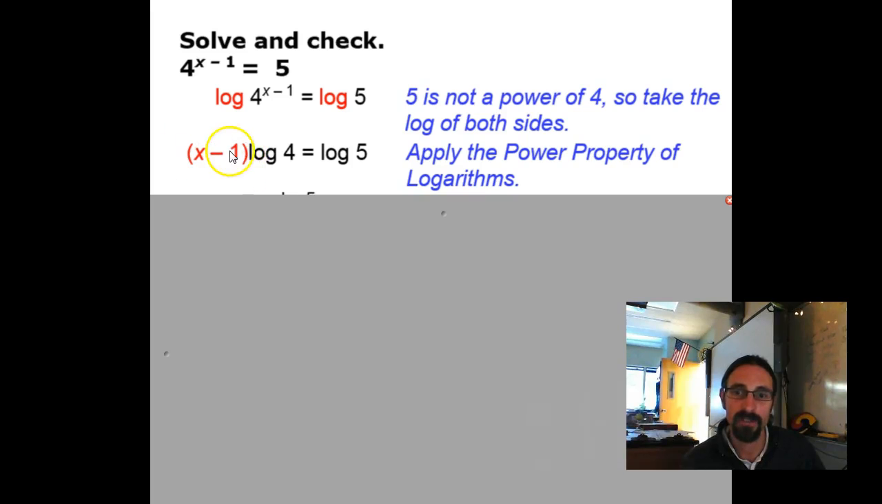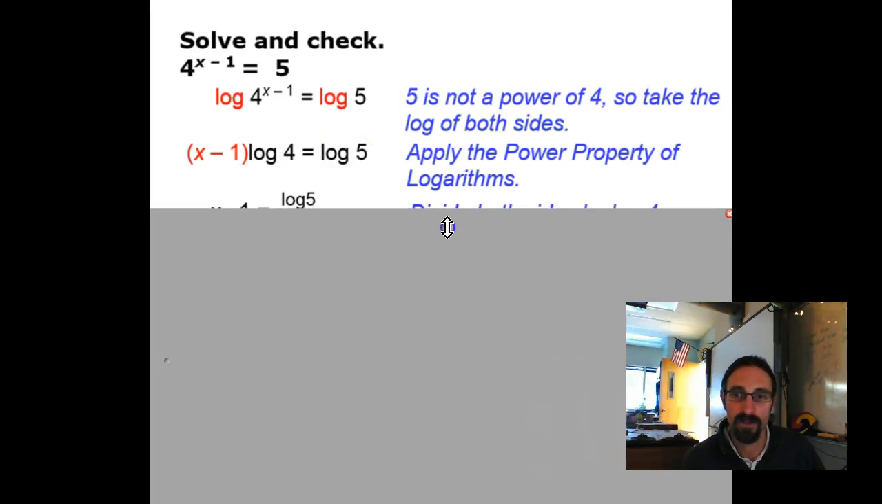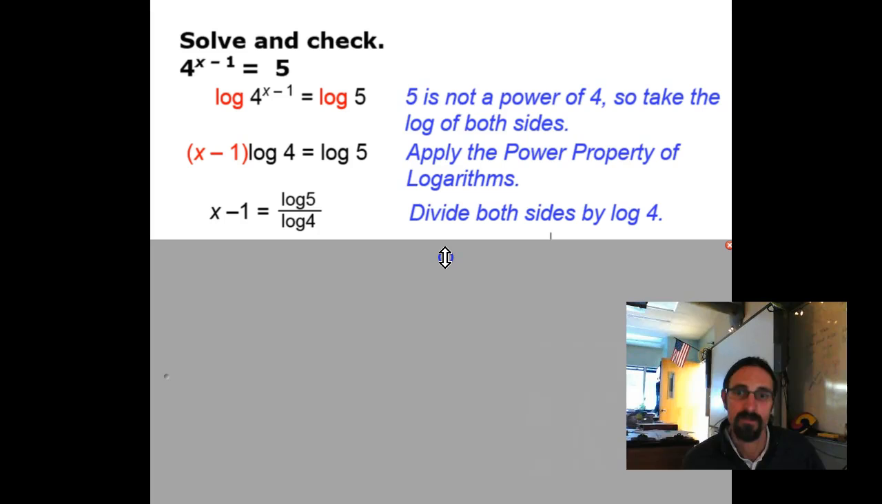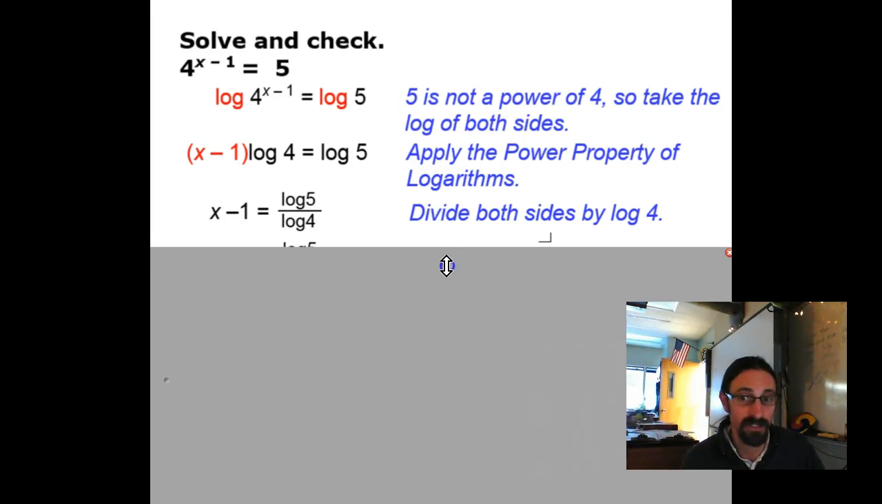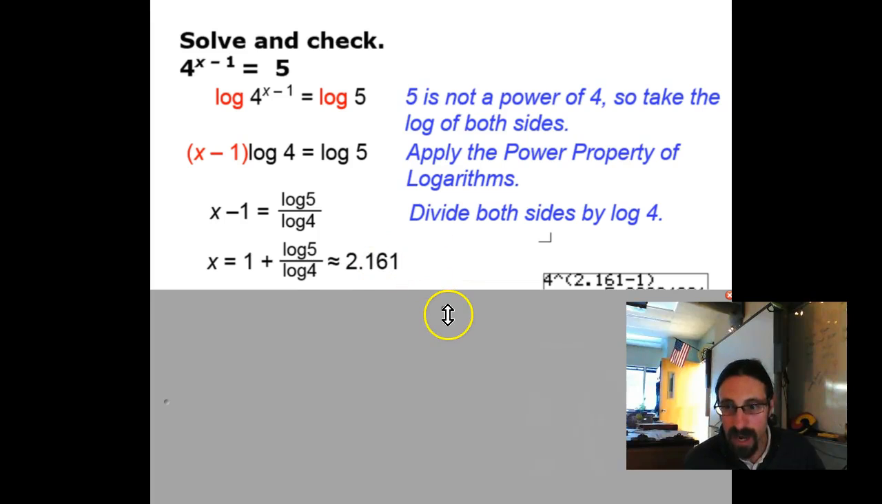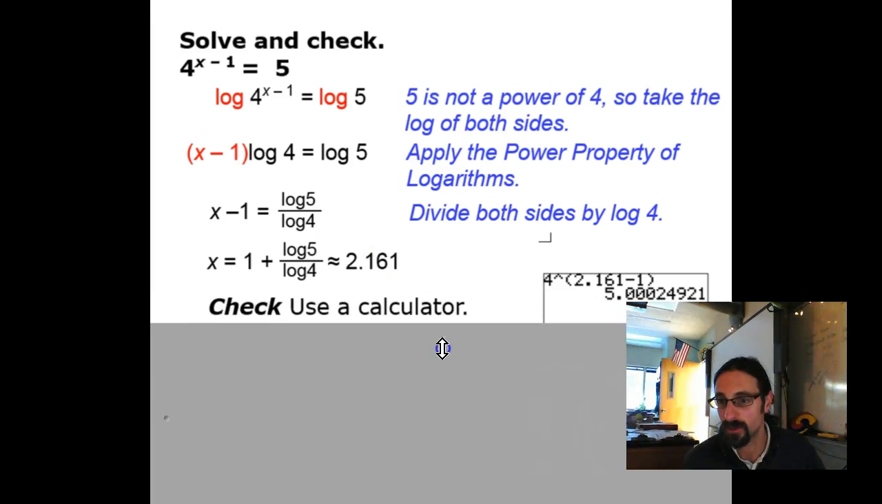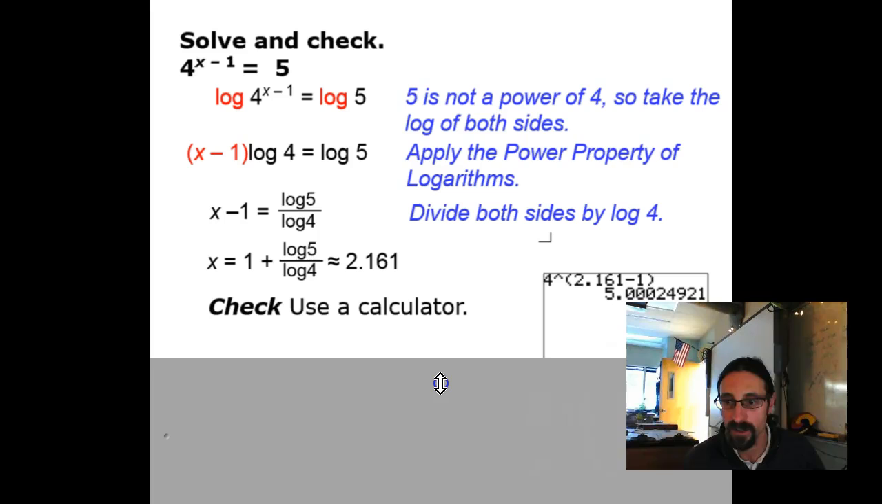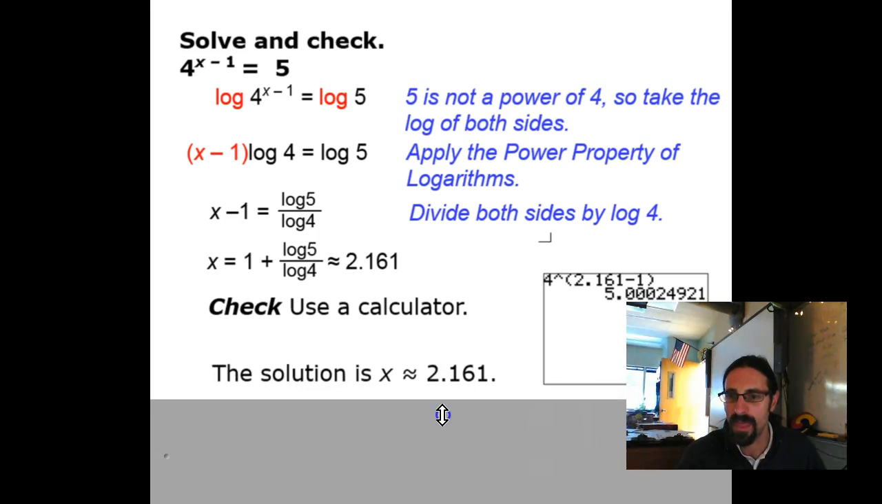So now you've got x minus 1 times the log of 4 equals the log of 5. And now simply divide both sides by the log of 4. And x minus 1 equals the log of 5 over the log of 4. And of course, base is 10, so it's easy to do on your calculator. And then you're going to add 1 to both sides. And when you calculate that out, you do get roughly 2.16. You can do this on your calculator, and of course, you're going to have to do the logs on your calculator anyways. So, hope that is clear.